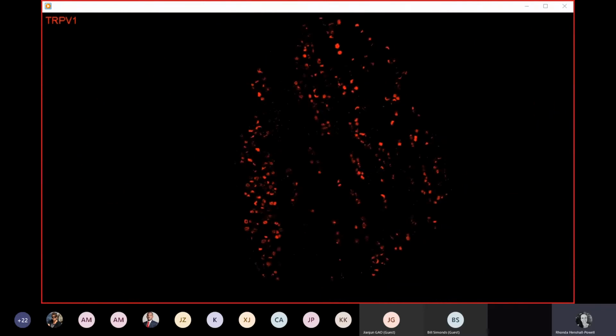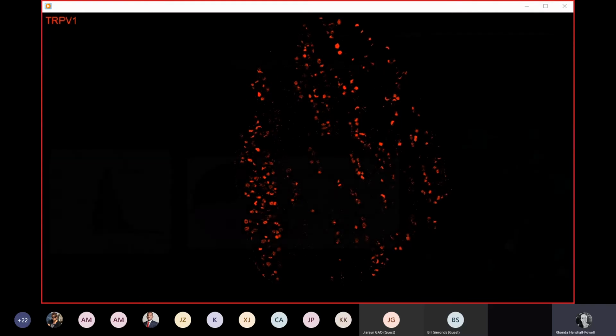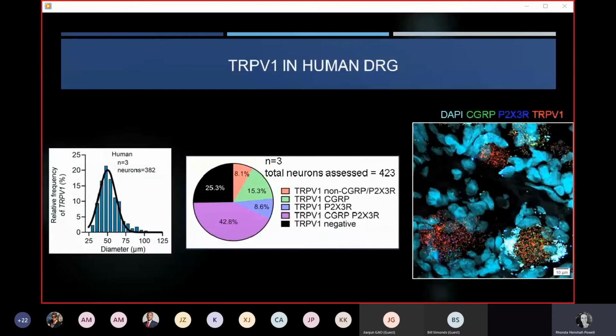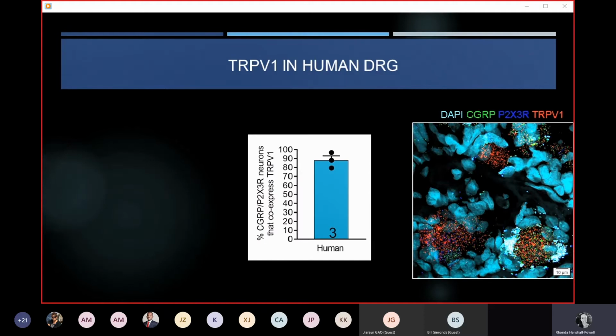And if we zoom out, you can see all of these neurons in the human DRG that are expressing TRPV1. So there's a lot more neurons that are expressing TRPV1 in human. When we quantify this, we see around 75 to 80% of the neurons are expressing TRPV1. It's in virtually all of the CGRP and P2X3 expressing neurons, and these are also small diameter in size.